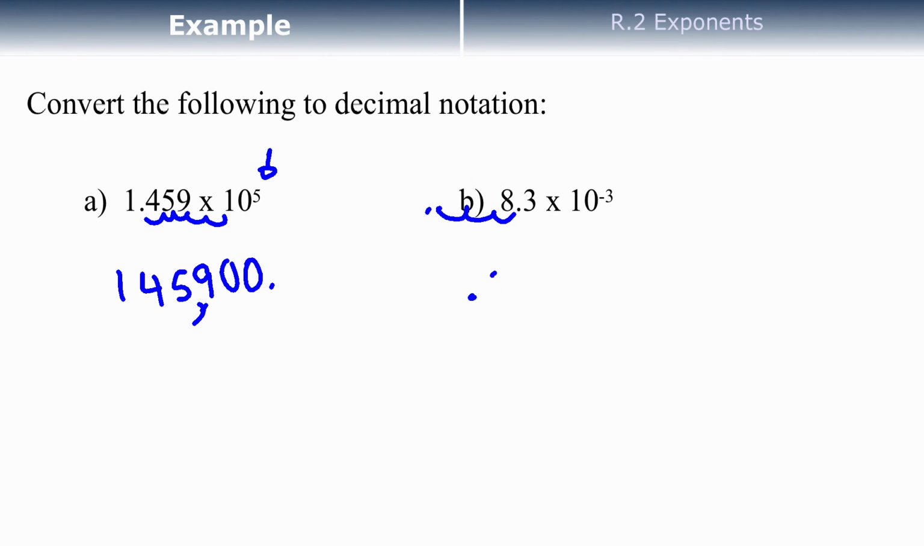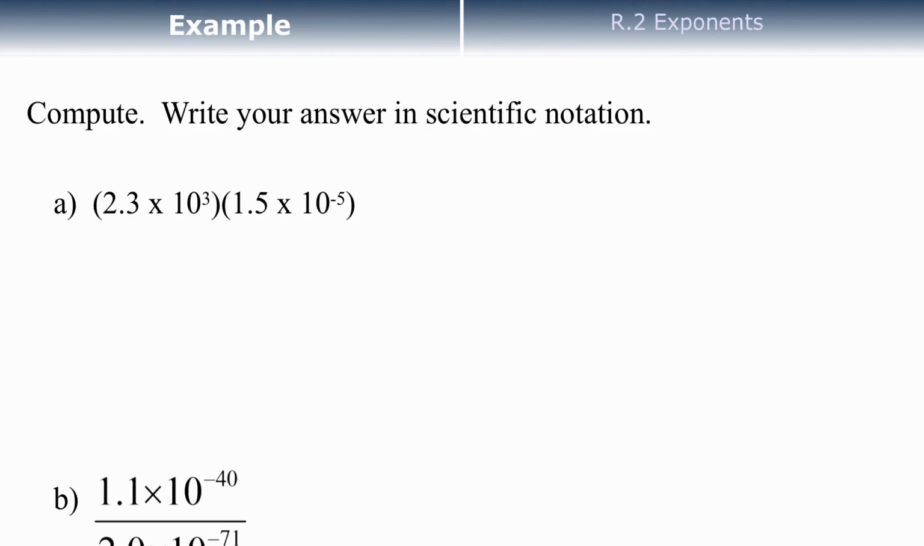So it'll be 0.0083. That would be this in decimal notation. So it's scientific notation. Useful to be able to convert to it or from it. Here's a couple questions where you can compute these.